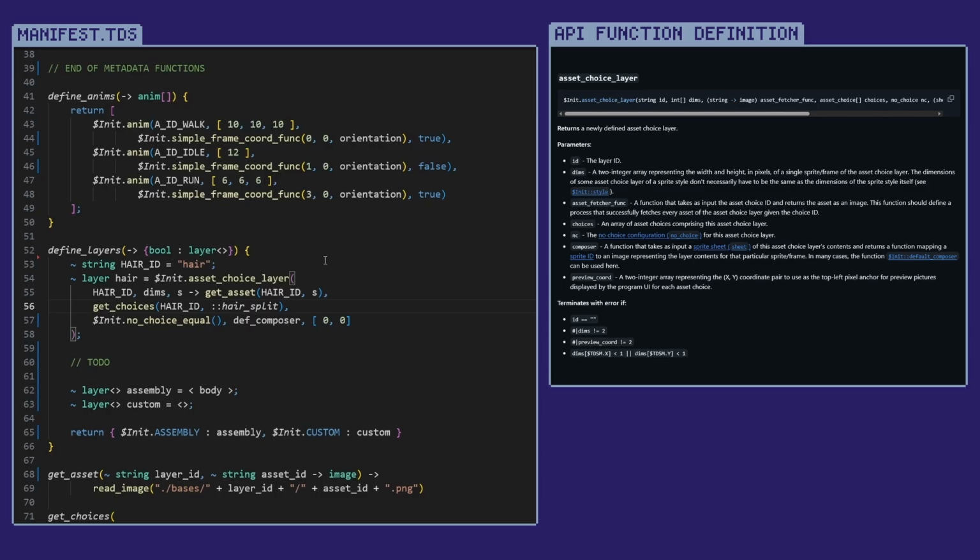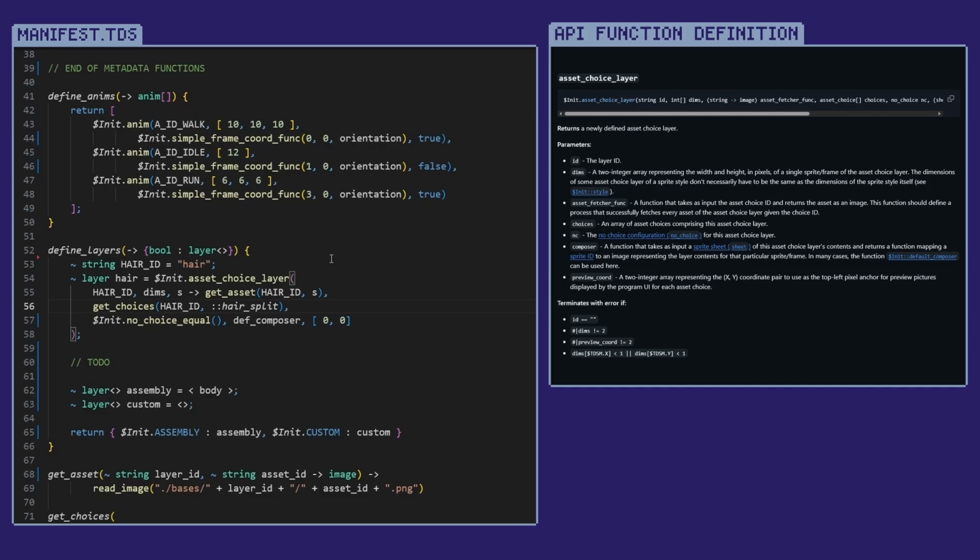The asset fetcher function is of type string to image. It takes as input an arbitrary asset ID and returns the base asset for that asset ID. To determine the hair layer's array of asset choices, we use our getChoices function with the hair layer ID and hairSplit function as arguments. The double colon is the function reference operator. You can use it followed by the name of a helper function to create a reference to that function.